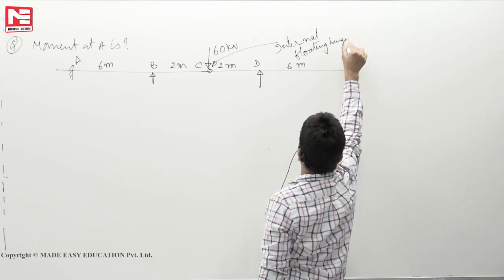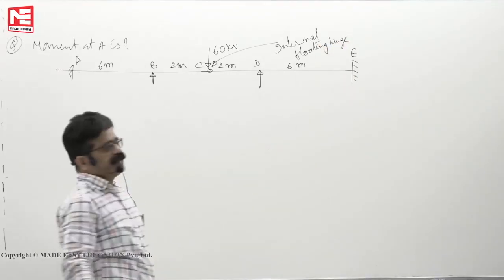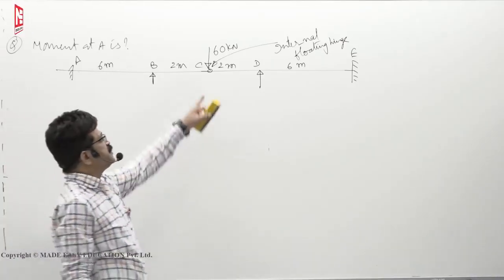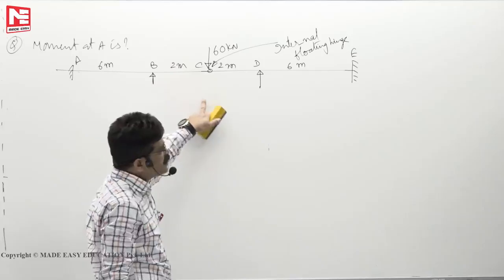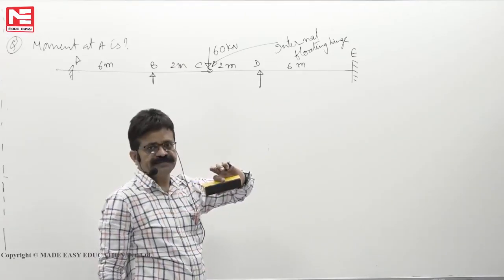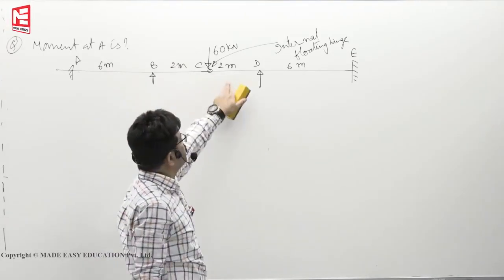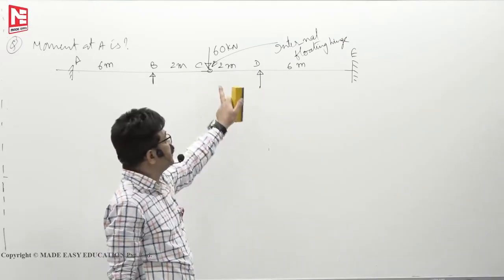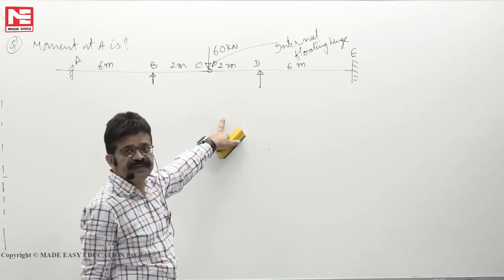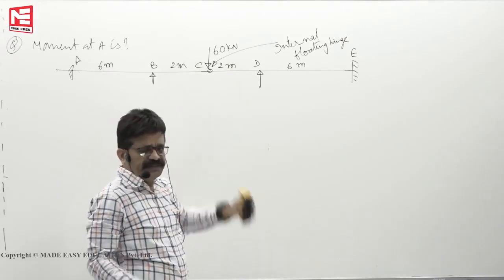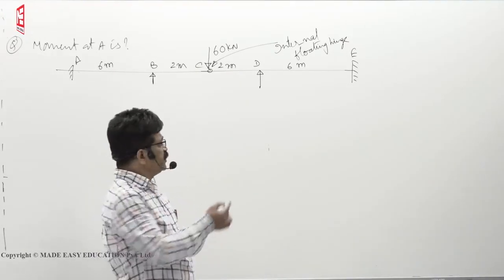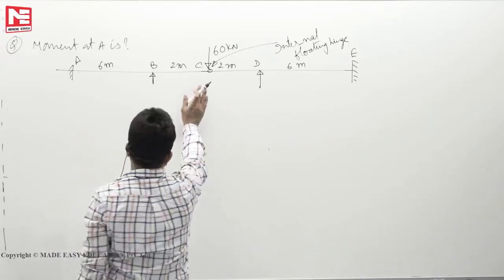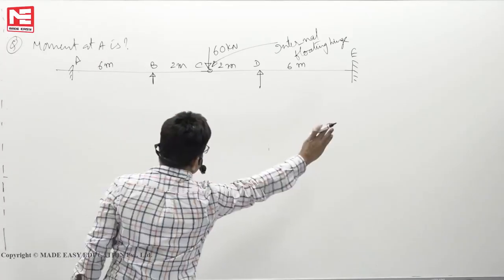Because the structure and loading are symmetrical, this 60 will be shared equally by the ABC beam and the CDE beam. If at all the lengths are different, say this is 3 meters, this is 2 meters, then they will not share equally. You have to calculate from the compatibility condition. That will take, say, 3 to 4 minutes. So this ensures that both of them are equal. So now ABC will take 30, CDE will take 30.